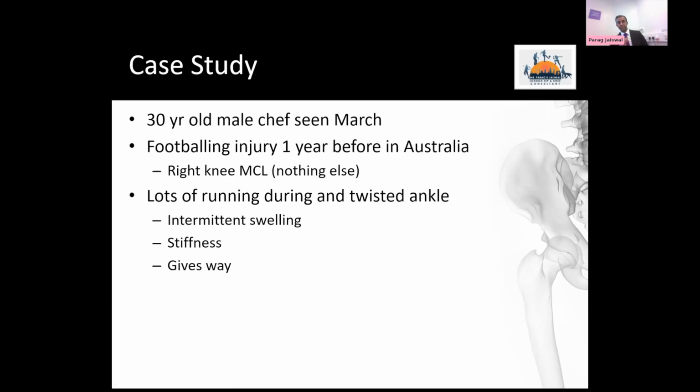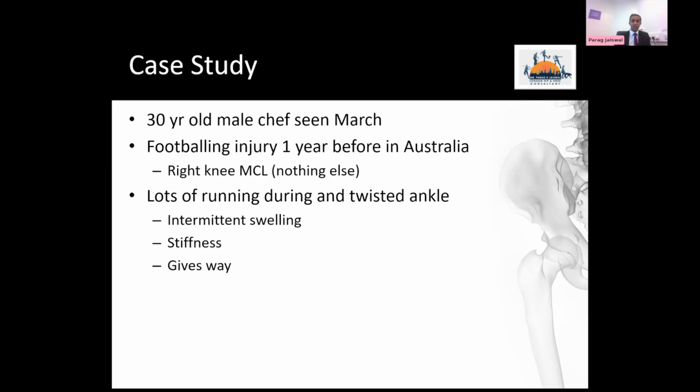So this is a really interesting case. A 30-year-old male, a chef who I saw in March. He was living in Australia and he had a footballing injury about a year before. And at the time, he told me the MRI only showed up an MCL. Obviously, I didn't have access to that. His knee was okay, but was never quite right.